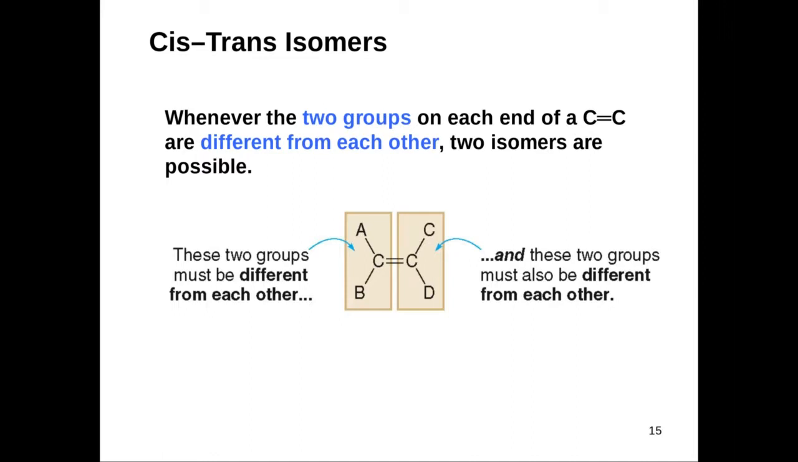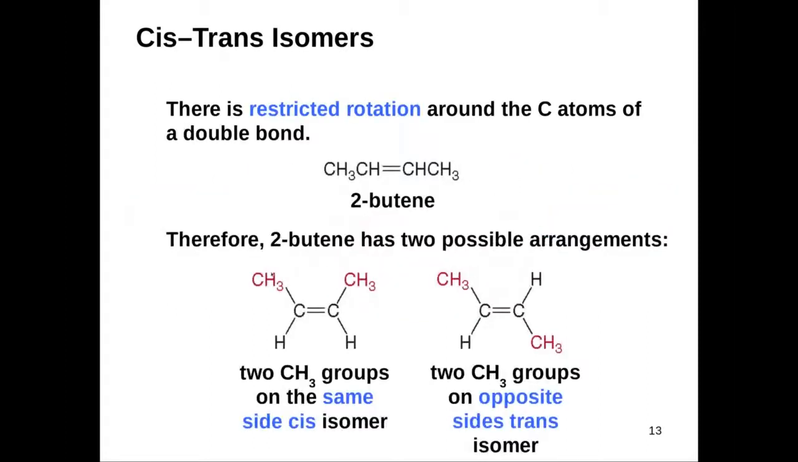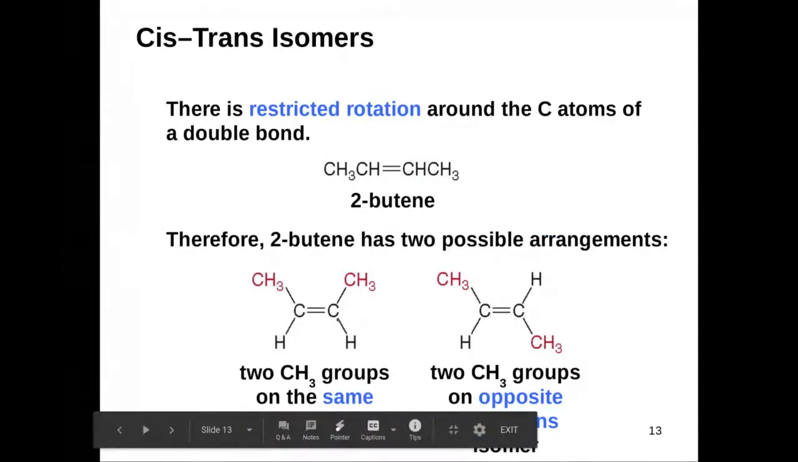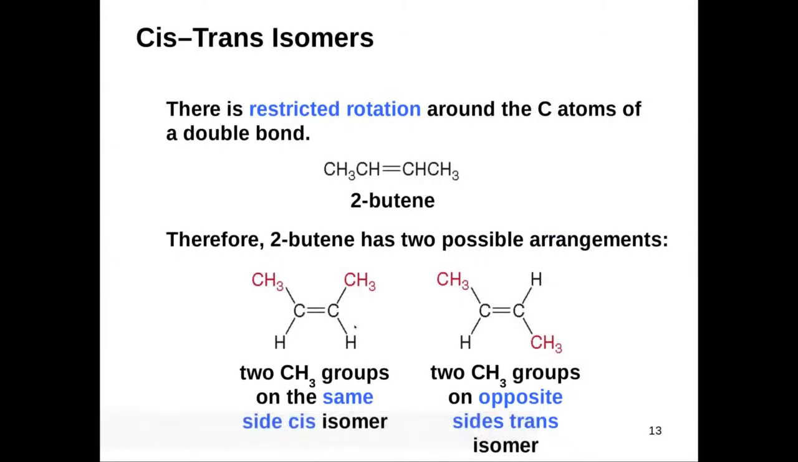Now, whenever two groups on the end of a C=C bond are different from one another, there are two isomers possible. So in this case, these two groups must be different from one another for there to be a distinct possibility. And these two groups also must be different. Now, what do I mean by that? Well, let's go back here. This is different from this. This is different from this. Thus, there are two isomers.